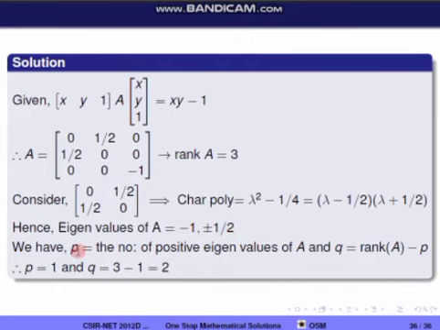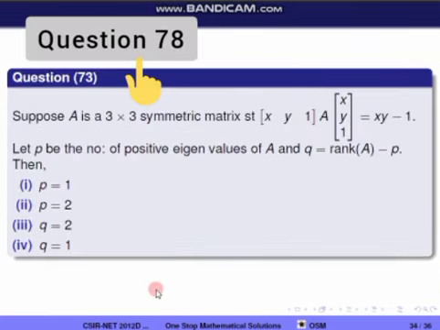So we have P equal to the number of positive eigenvalues of A. Therefore, P is equal to 1. And Q is rank of A minus P. So Q is equal to 3 minus 1, that is equal to 2. So now we'll check the correct options. The correct options are 1 and 3.